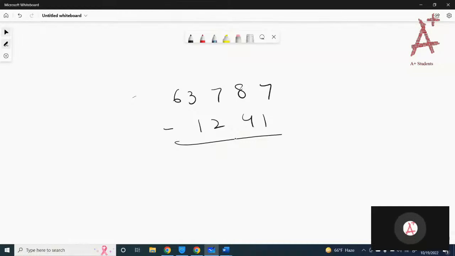So 7 subtract 1 is 6. 8 subtract 4 is 4. 7 subtract 2 is 5. 3 subtract 1 is 2, and here you have 6. Got it? It would be 62,546. So the first option is the correct one. Select the correct option and click on the OK button.